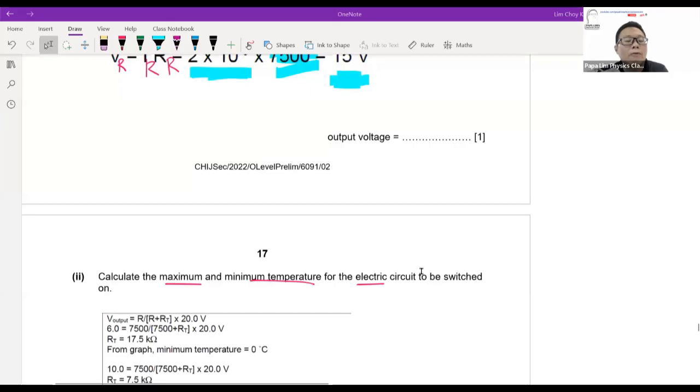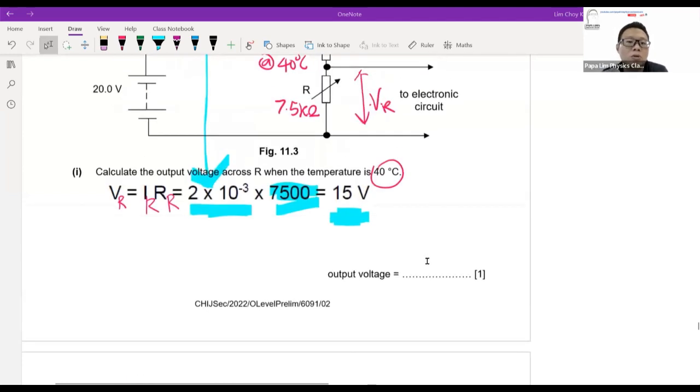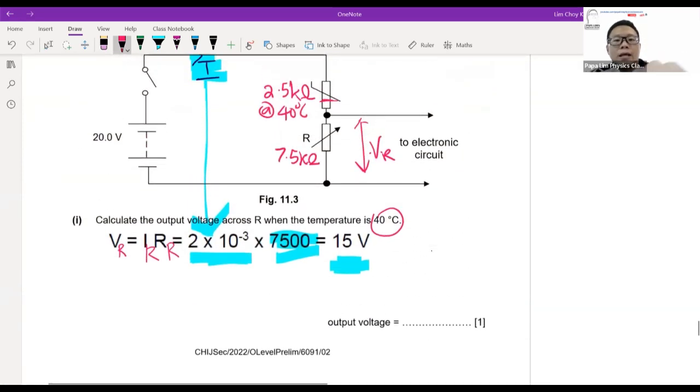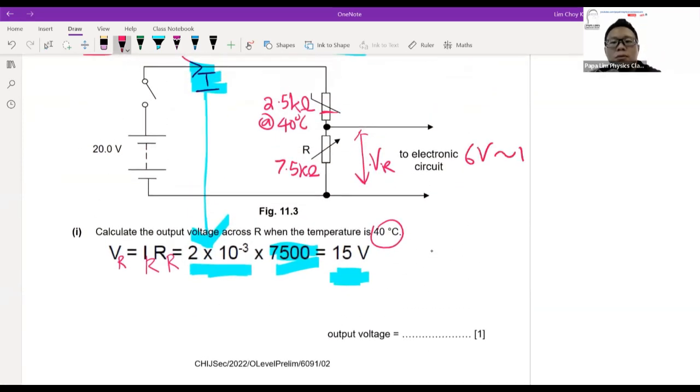Now for maximum temperature and minimum temperature, we need to know what the conditions are. Why is there a need to differentiate maximum and minimum? It is because of the conditions set by the question. Based on the question, the potential of R varies from 6 volts to 10 volts as long as it's working. So for R itself, there is a voltage of 6 volts to 10 volts. At 6 volts it can work, and at 10 volts it can work also.